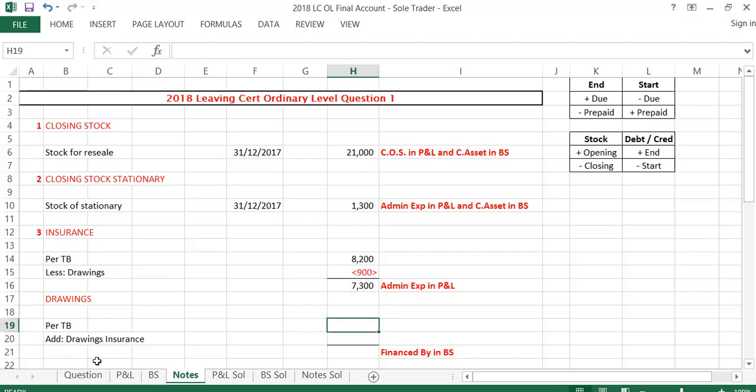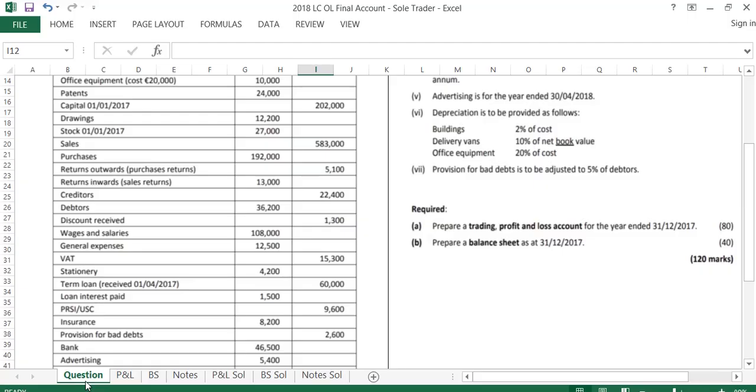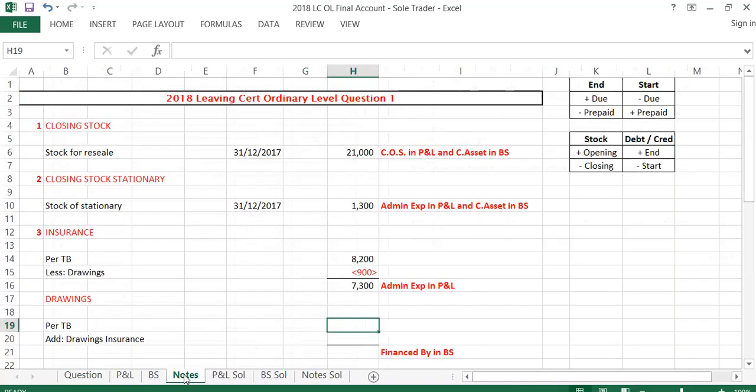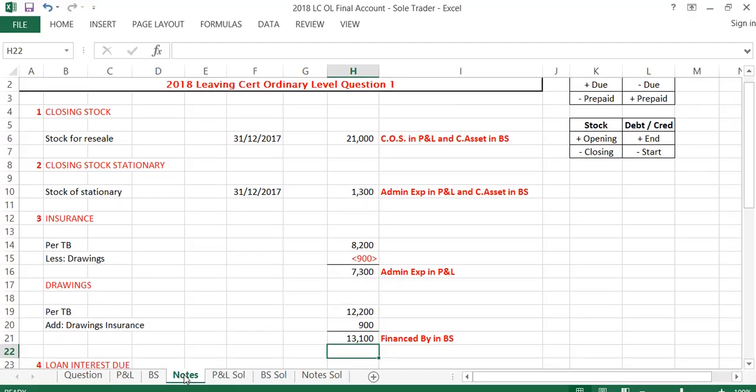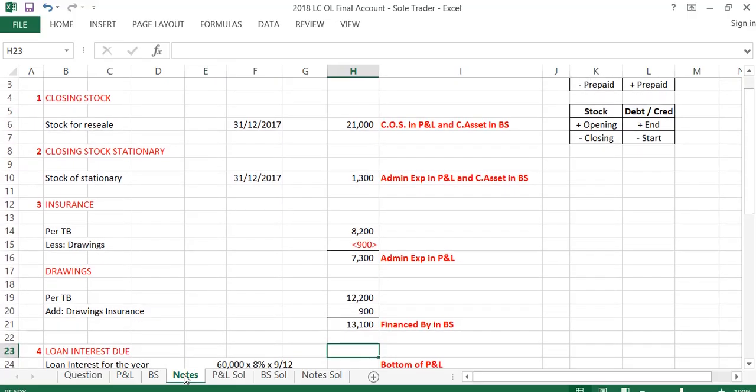And then drawings. The 900 has to be included in drawings. So from the trial balance, I can see that drawings is 12,200, and that 900 has to be included in drawings, which will bring my drawings up to 13,100, and that's the figure that will go at the bottom of the balance sheet in the financed by section.